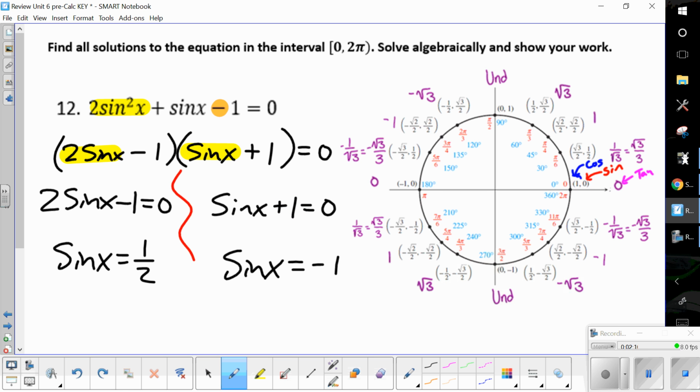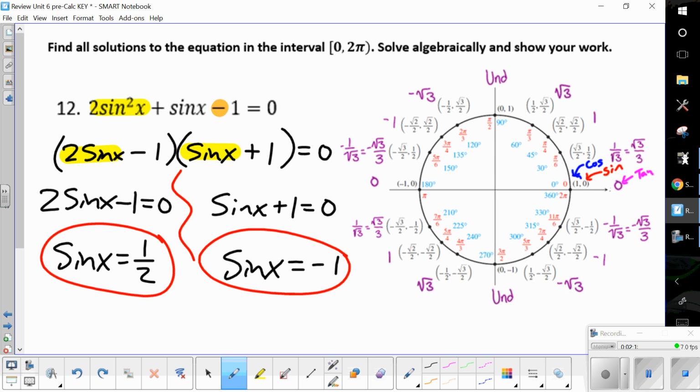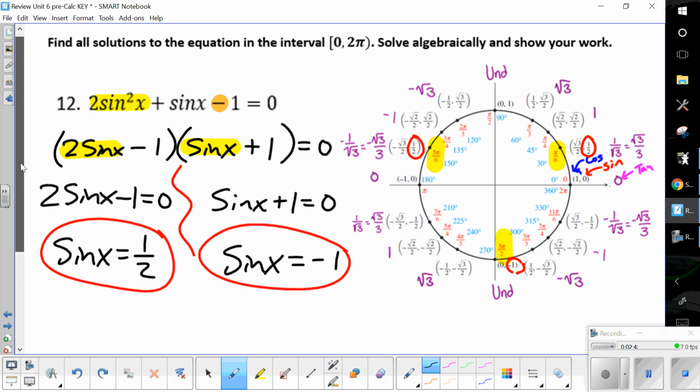All right, now it's over to the unit circle. Okay, sine is always the second coordinate on the unit circle, and I'm looking for every place I see a +1/2. I see one right here, at this angle here, and I see one over here, at this angle here. And then last but not least, I think the only place I see a -1 is down here. So my answers are going to be pi/6, 5pi/6, and 3pi/2. So I'll go ahead and list those out.